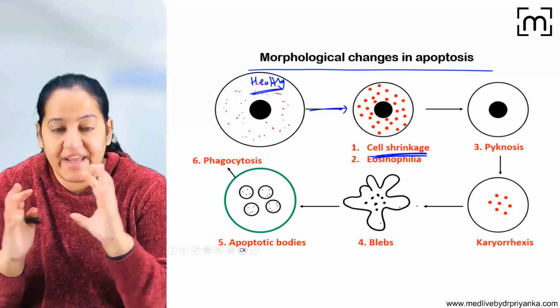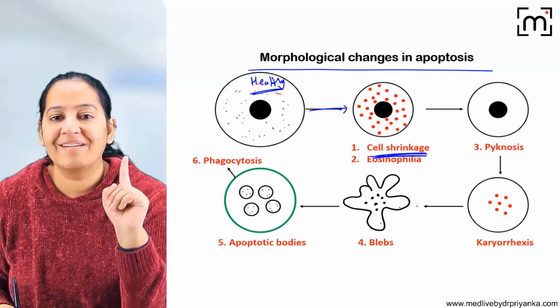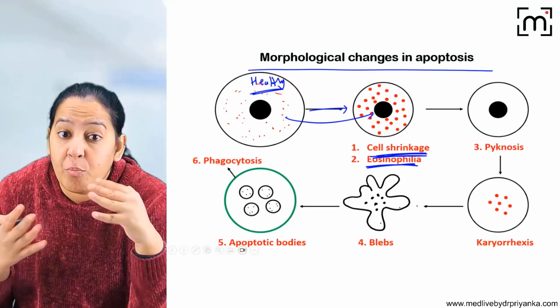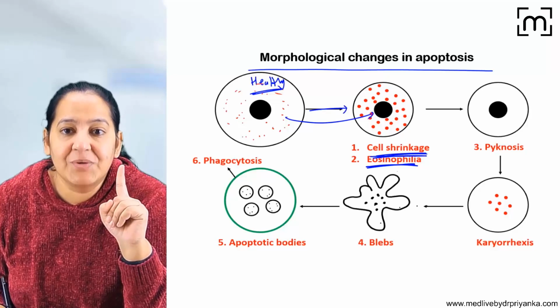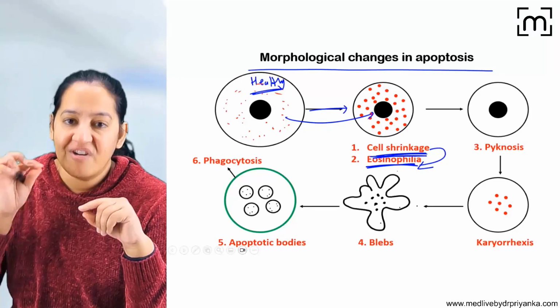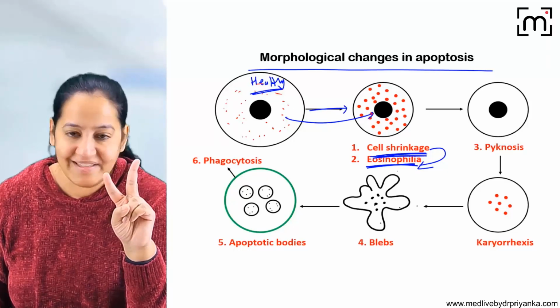When the cell undergoes shrinkage, the multiple cell organelles come closer and closer. Since the organelles come closer, the cytoplasm looks more pink in color, which is known as eosinophilia. So first there is cell shrinkage, which leads to eosinophilia. Got my point? That is the second thing, eosinophilia.